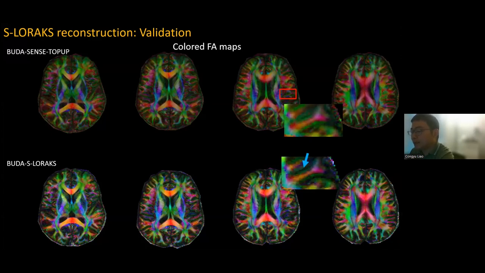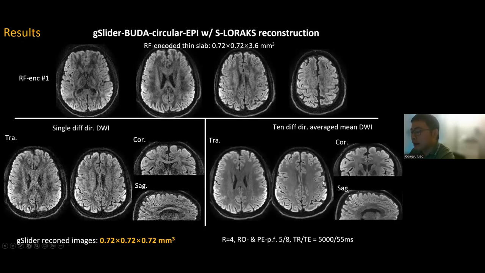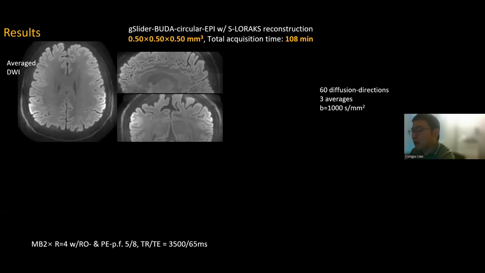And then we acquired a BUDA circular EPI prospectively. This figure shows the reconstructed RFA encoding thin slabs and the representative diffusion weighted and 10 diffusion direction averaged slices at a 720 micron isotropic resolution using our proposed gSlider BUDA circular EPI with S-Lorex reconstruction. And then we further push the resolution to 500 micron isotropic. This figure shows the average DWI of the 500 micron isotropic diffusion data with TE of 65 milliseconds. The total acquisition time is about 108 minutes.